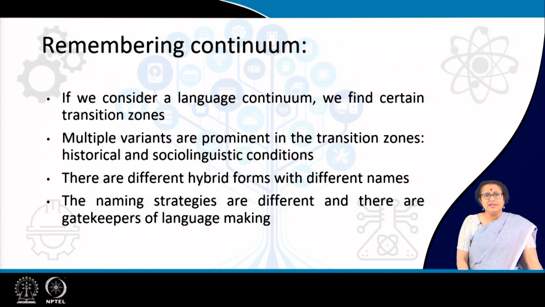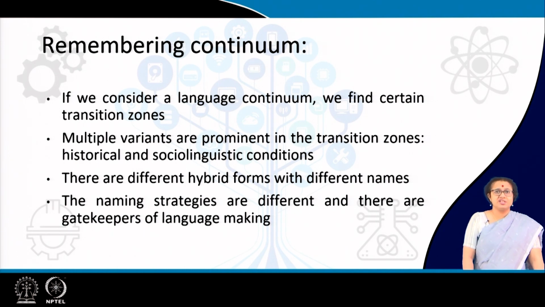So, when multiple variants are prominent in the transition zones, we say that there are certain historical as well as socio-linguistic conditions which are very much present. And when we talk about continuum and transition zones, let me also talk about the hybrid forms. So, what are these hybrid forms?